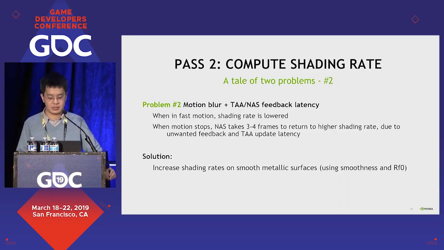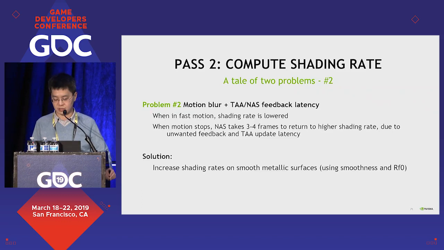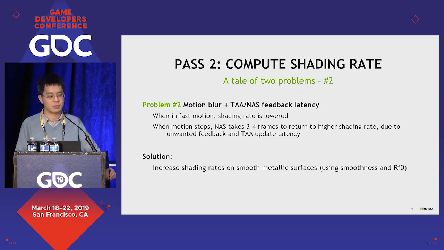The second problem is the feedback latency problem. The TAA has a tendency to retain the history results. So when there's fast motion that suddenly stops, it's going to take a while for TAA to refresh. And that causes NAS to get stuck in a lower shading rate for an extra long time. Fortunately, this only causes problems on smooth metallic surfaces. So our workaround here is to identify those places using material properties again, and then increase the error sensitivity there.